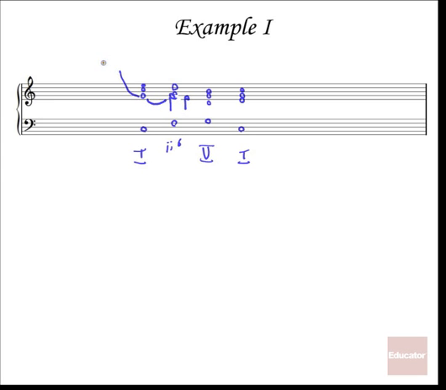So again, this was my preparation, and this was the suspension, and here was the resolution. And then of course we have to adjust the figured bass symbols. So now we've made a 9/8 suspension here, so we can add a 9/8 here.